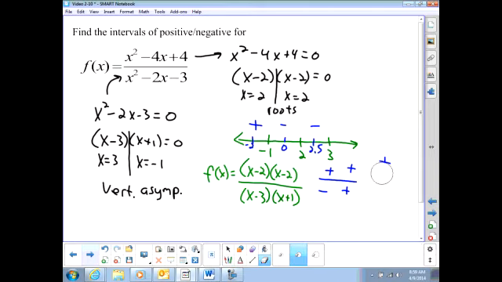And lastly, if we pick something like 4 here, we'll get a positive, a positive, a positive, and a positive. Everything's positive, so that section will be positive.